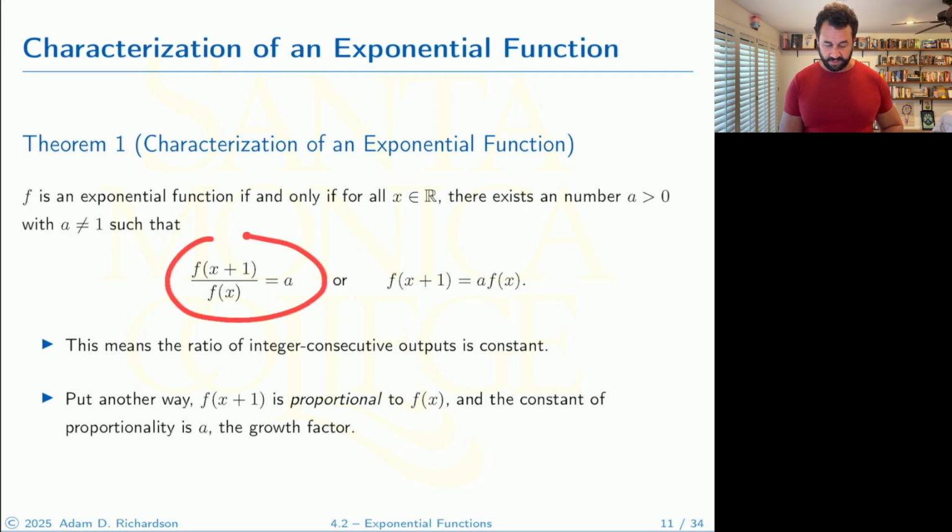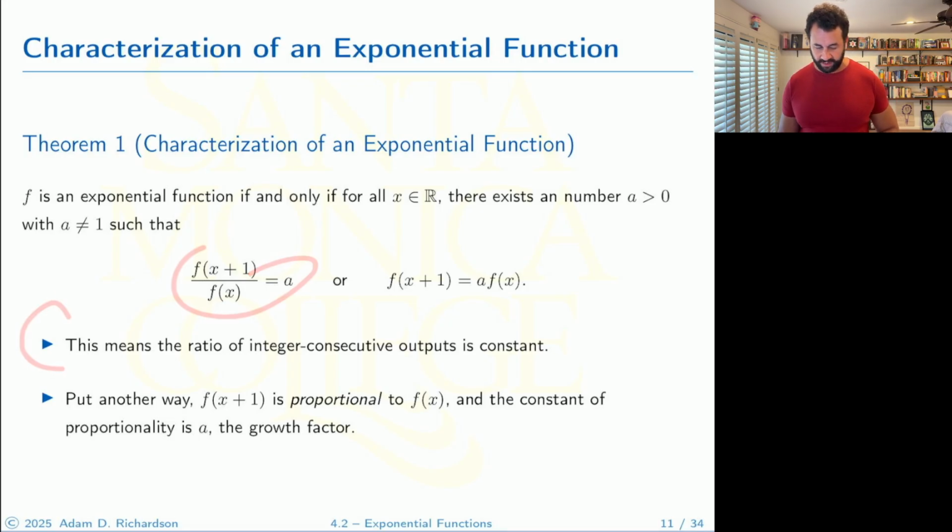such that f of x plus 1 divided by f of x is equal to a, or maybe a little more intuitively, f of x plus 1 is equal to a times f of x. So what this means is, well, this. So this ties into this bullet point. It means that the ratio of integer consecutive outputs is constant.